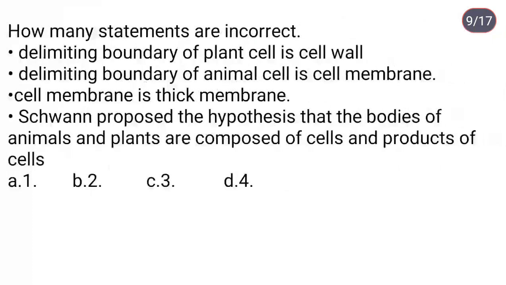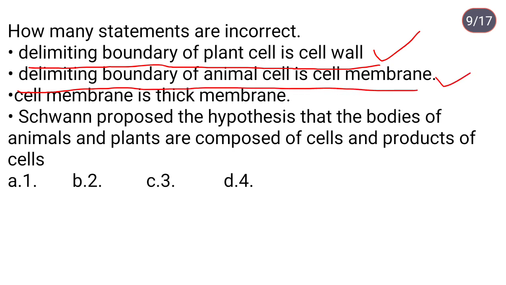And the next question is, how many statements are incorrect? The first statement says that the delimiting boundary of a plant cell is the cell wall. This is absolutely a correct statement. And the second statement, the delimiting boundary of an animal cell is the cell membrane. This is absolutely a correct statement. So once again, the delimiting structure of a plant cell is the cell wall, whereas the delimiting structure of an animal cell is the cell membrane.